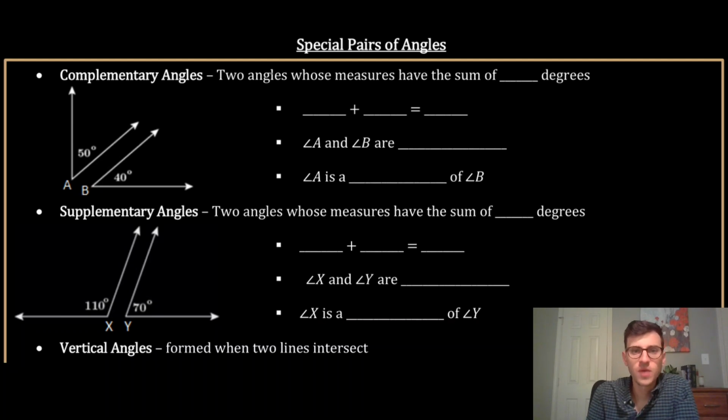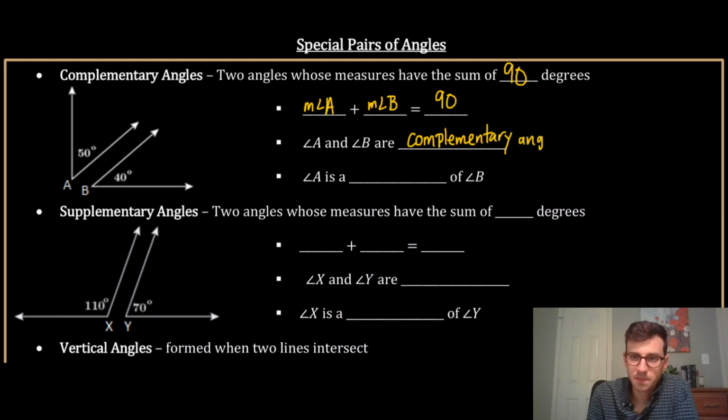Complementary angles are two angles whose measures have a sum of 90 degrees, right? So in this example, the measure of angle A plus the measure of angle B is 90 degrees. Okay, now A and B are complementary angles. Another way of saying that is that A is a complement of B.